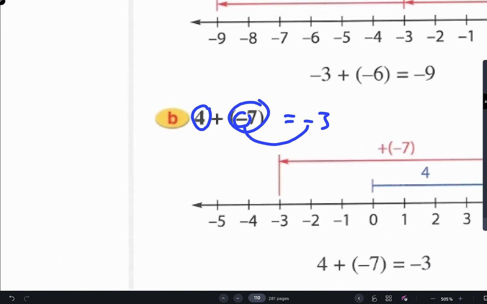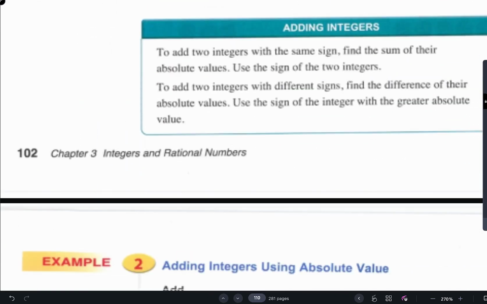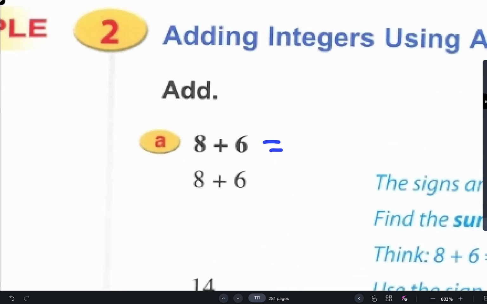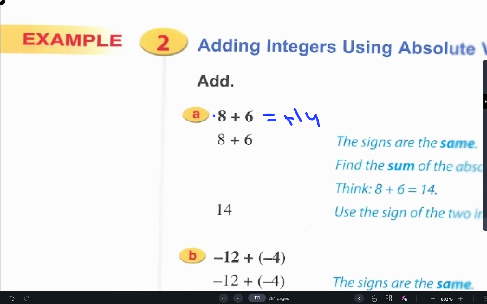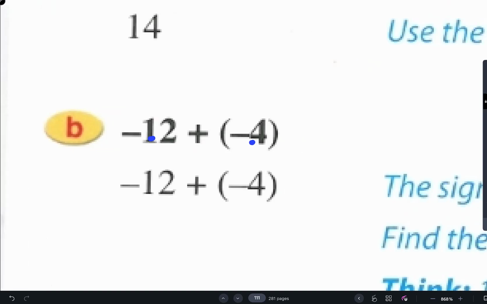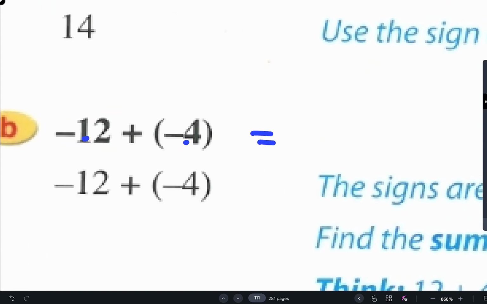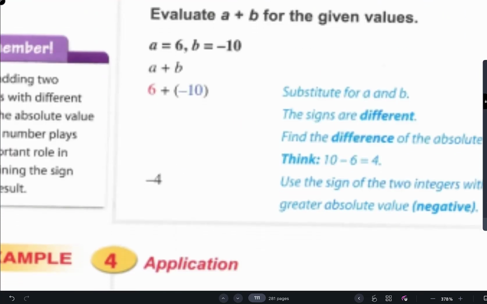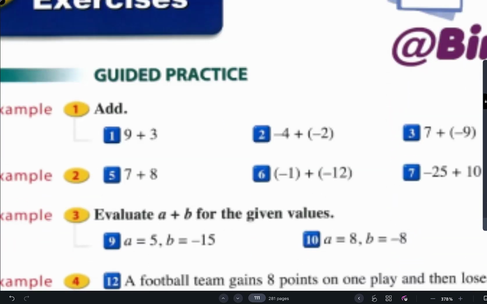Because they are the same sign, you can add them, so it is 14. If they are both positive, same. This is negative and this is negative, same sign, you have to add: 16 negative.